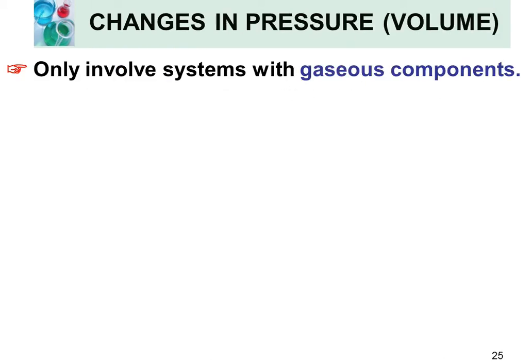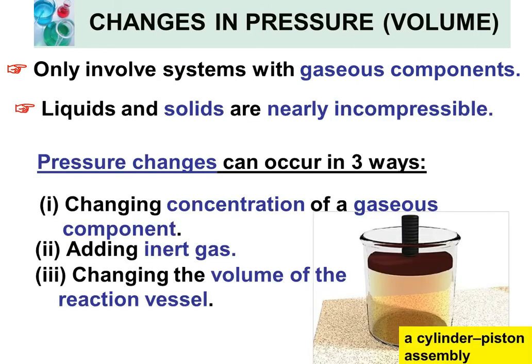Change in pressure or volume only involves systems with gaseous components. Liquids and solids are nearly incompressible. Pressure change can occur in three ways. First, changing the concentration of a gaseous component. Second, adding inert gas. And third, changing the volume of the reaction vessel.